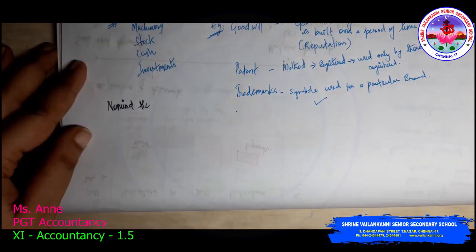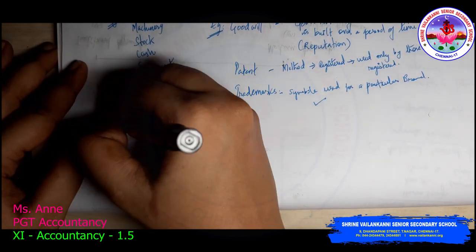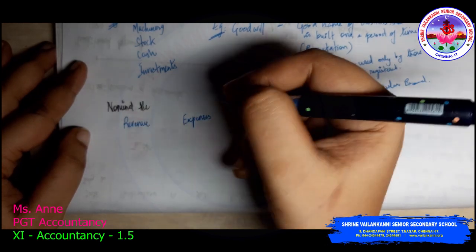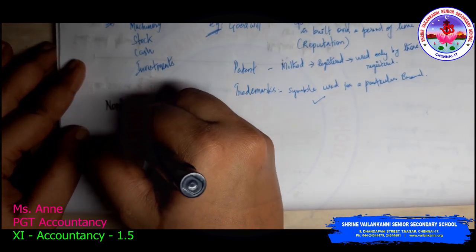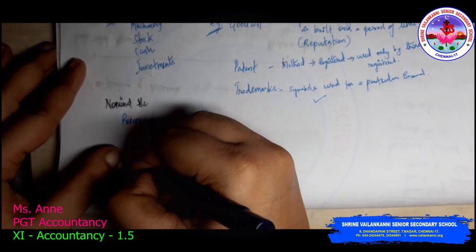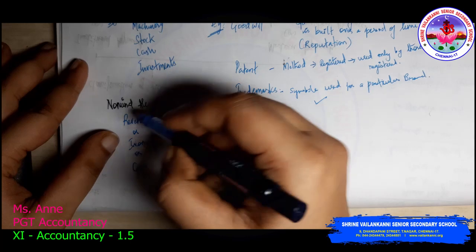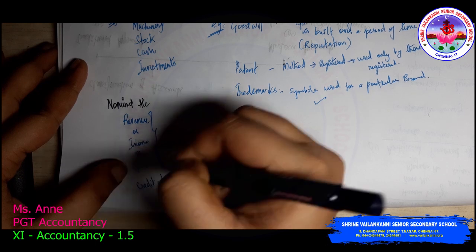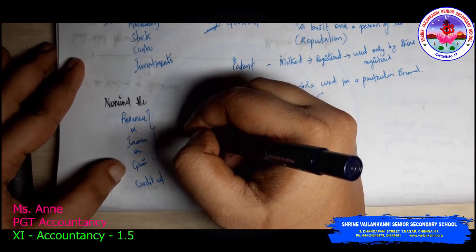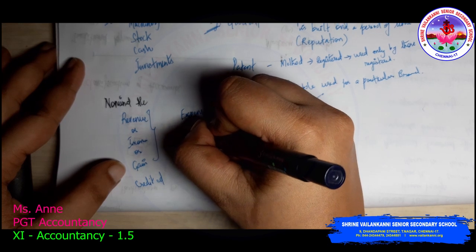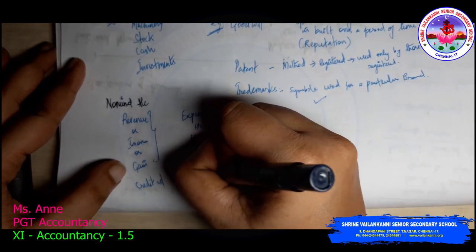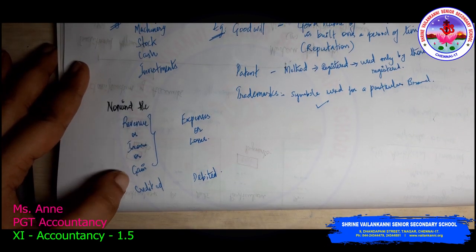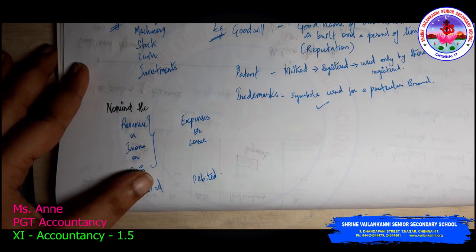A nominal account is nothing but all revenue and expenses. Revenue can otherwise be called income, or it can be called gain. So all revenue, income, and gain should be credited. All expenses and losses should be debited. Okay, so this is what we are going to understand. Revenue, income and gain are credited; expenses and losses are debited.